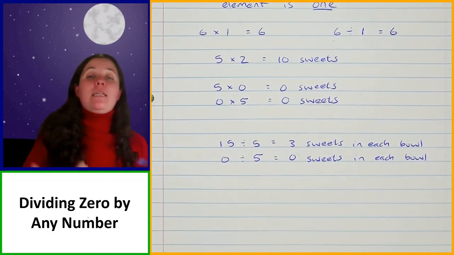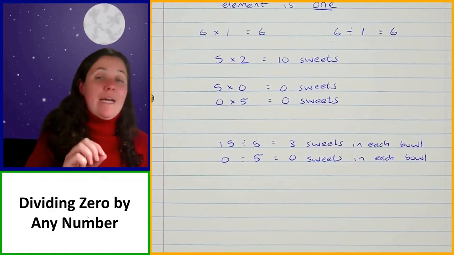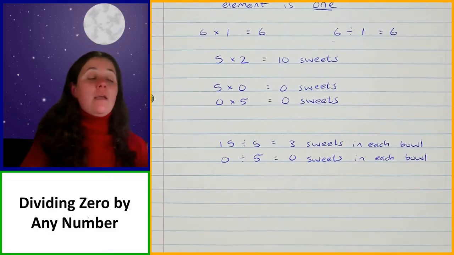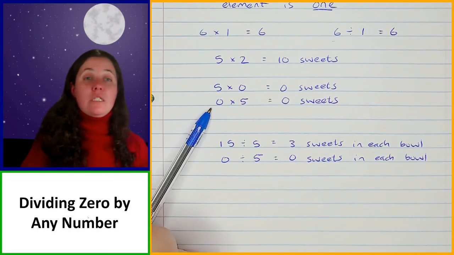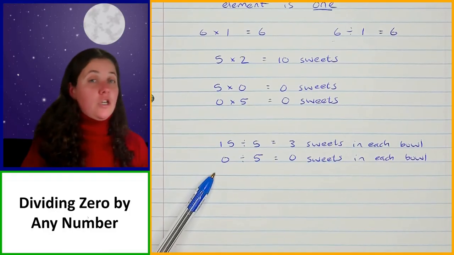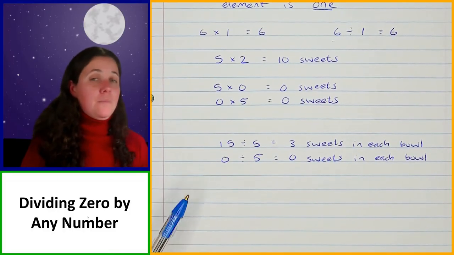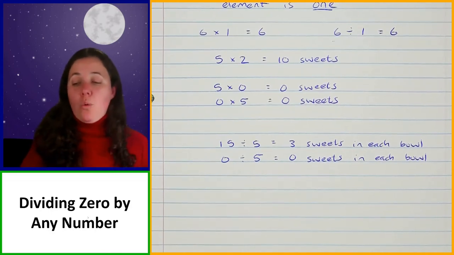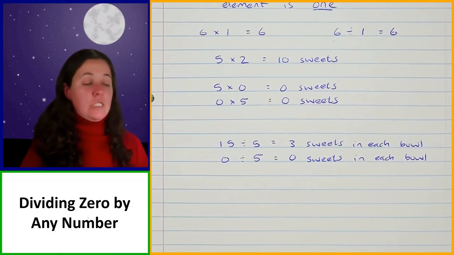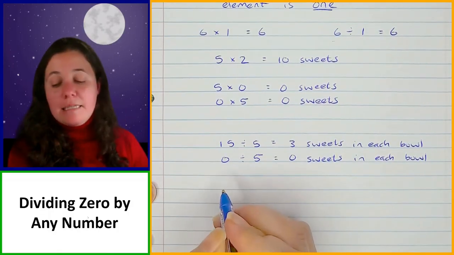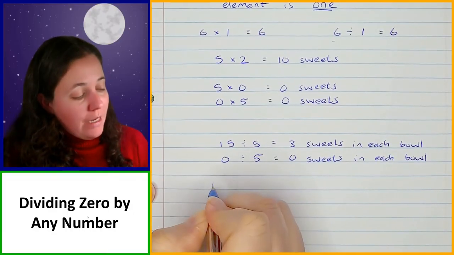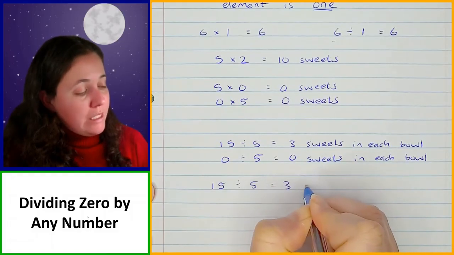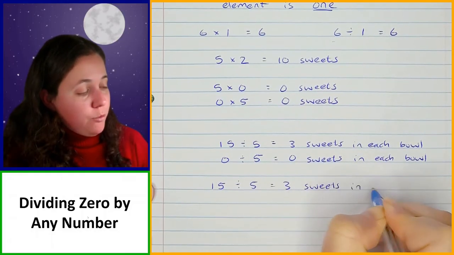Okay, so you might think that the same thing would apply for division when we are dividing by 0, if we have the other way around, where we have the 0 over here. But remember, unlike multiplication, which was commutative, division is not commutative. So it's not going to necessarily behave the same way as it did in this order. So now let's think about an example where you have, again, 15 sweets and 5 bowls. You're going to divide your 15 sweets by the 5 bowls, and that means you have 3 sweets in each bowl.